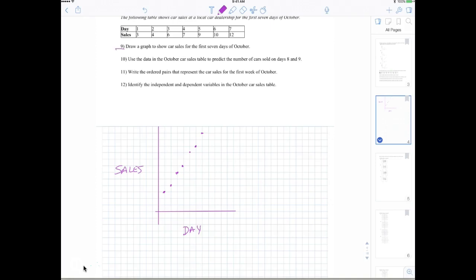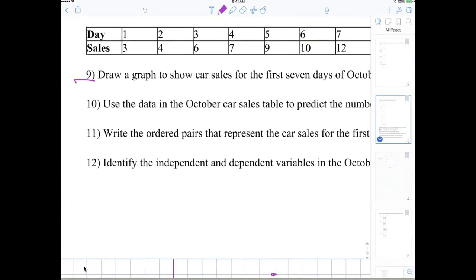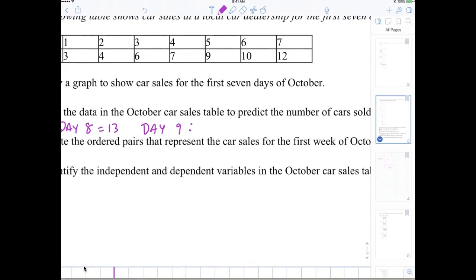Let's look at 10. Use the data, all right, to predict the number of cars sold on day 8 and 9. So if we just continue the pattern, we'd say day 8 would be what? 13. Day 8 would be 13. And day what? Thank you very much. Easy as that.